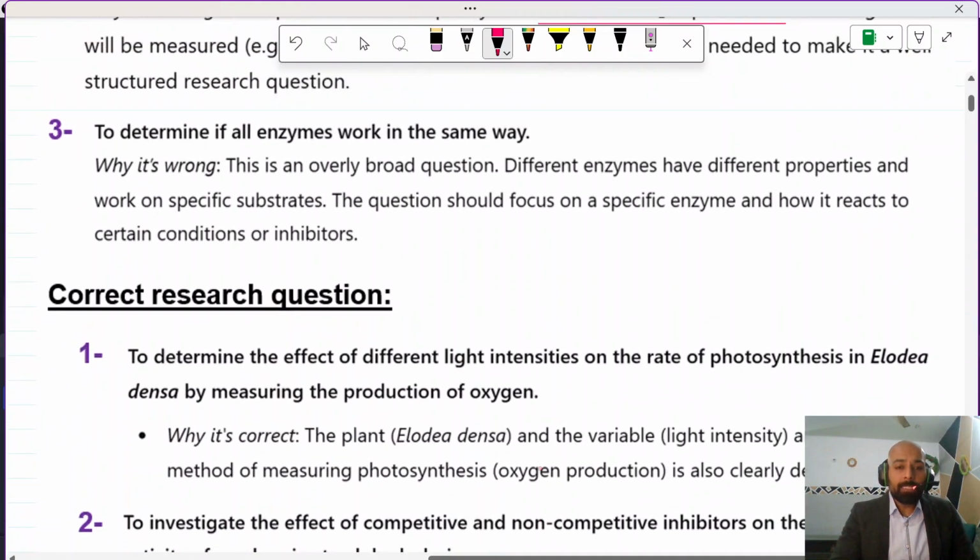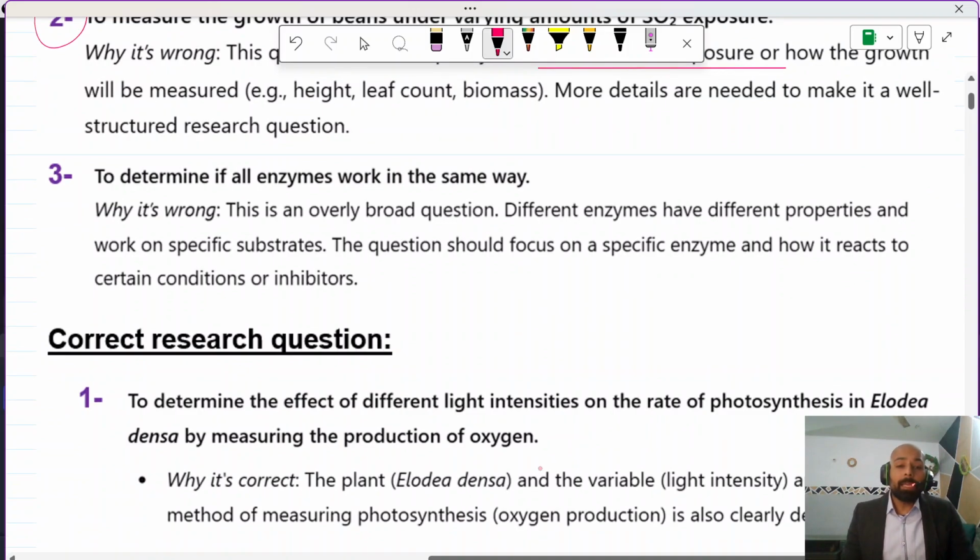Similarly, we have another example: to determine if all enzymes work in the same way. Again, it is a wrong question because it is an overly broad question. Different enzymes have different properties and they work on specific substrates. So the question should focus on a specific enzyme and how it reacts to certain conditions or inhibitors.